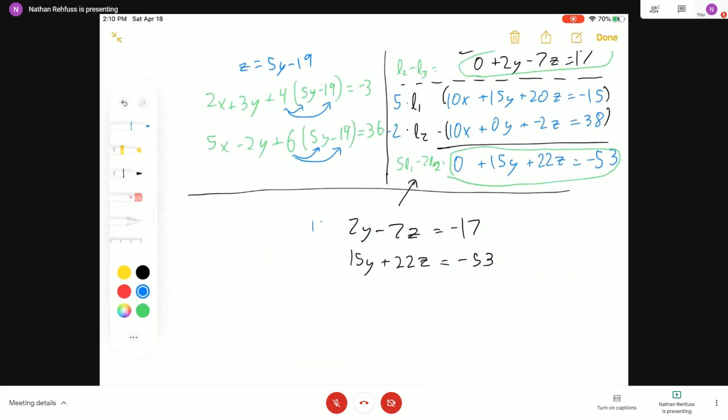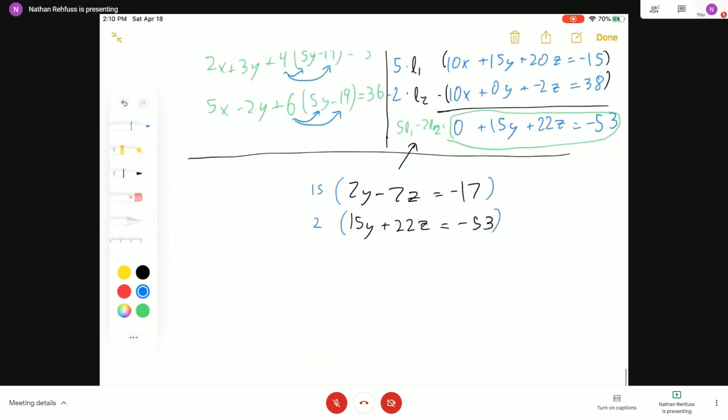I'll multiply the top line by 15 and the bottom line by 2 in order to get rid of y. So 15 times 2 is 30y. Oops, shouldn't put an equal sign there. These are two different equations. 30y minus, 15 times 7, 105z. 17 times 15, that's 255. But it should be negative.